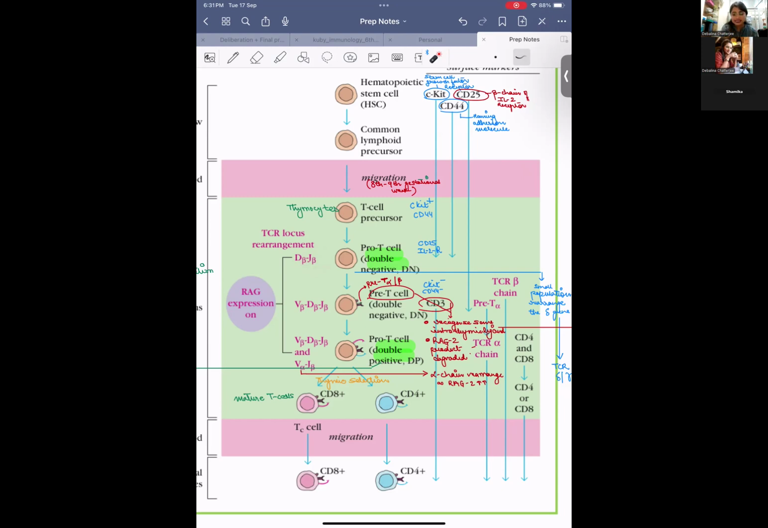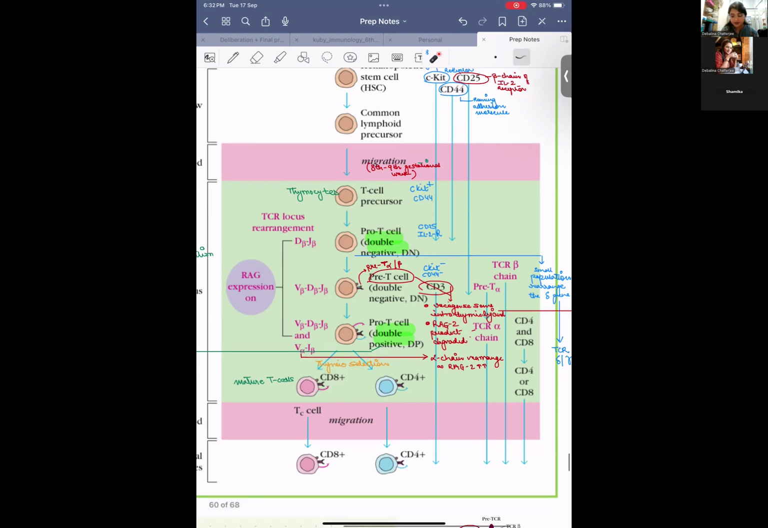So in the pro T cell, which is a double negative cell because it has no CD8, no CD4, just the IL-2 receptor is getting expressed. We have the RAG expression, the enzymes responsible for recombination, switched on at the stage of pro T cell. This cell first undergoes DJ joining. Once it has undergone DJ joining, it becomes a pre-T cell, right?